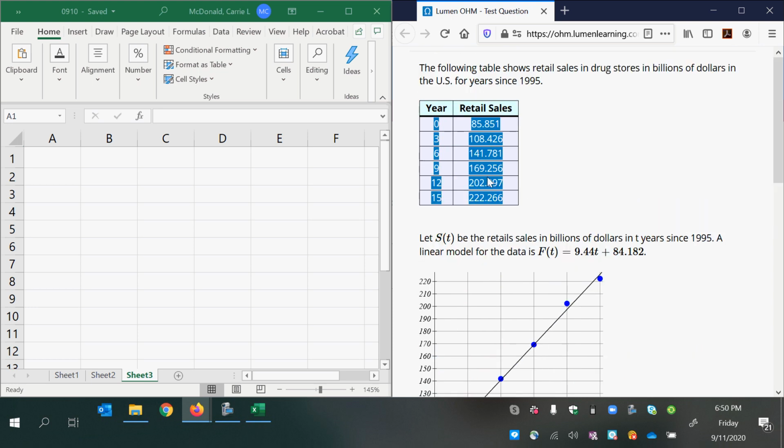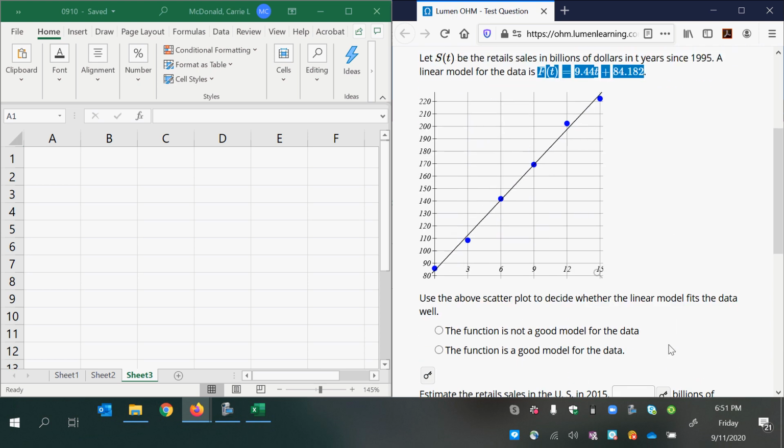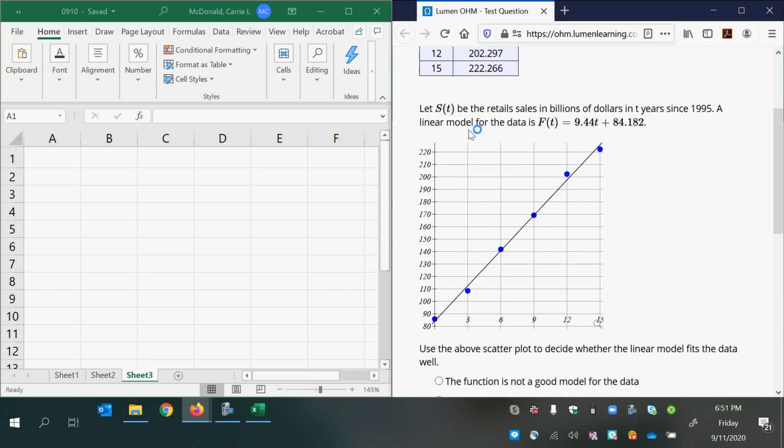Now, we have seen videos where I've walked you through how to actually take this data, copy it and paste it into Excel, and do a scatter plot yourself, and find the linear regression equation yourself and the linear correlation coefficient. So that video is useful for some problems, but for this particular problem, they've actually done that part of the work for us. They've given us this linear model here. So they've already done the work.